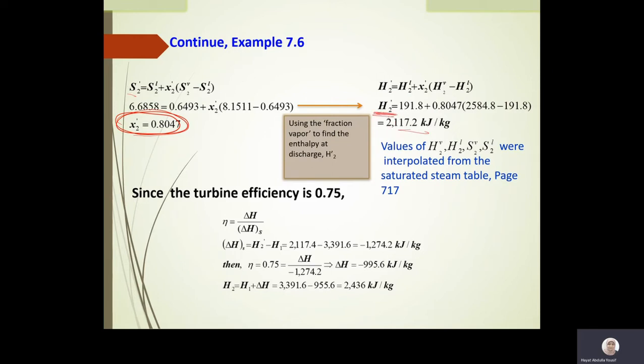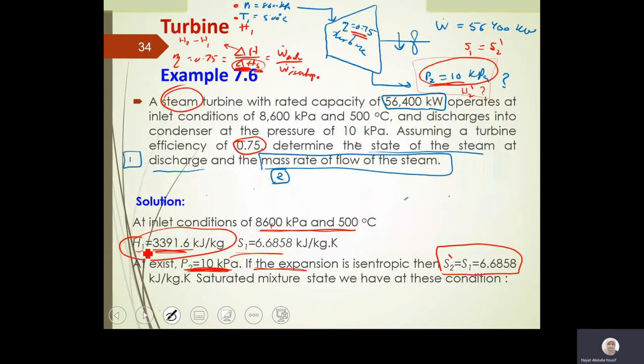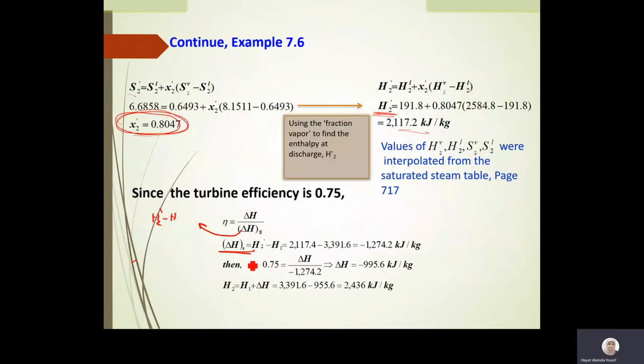Keep in mind, this is H2 dash, not H2, because knowing H2 dash will help me calculate delta HS. So we substituted to get delta HS from the H2 dash that we calculated and the H1 that we already found in the previous slide. Then I substituted in the efficiency equation: the delta H dash multiplied by the efficiency gives the actual delta H. If the question asks for delta H, it is ready, but they did not ask for delta H only. They ask for the determination of the state at the outlet, so I still need to find a property at the outlet.